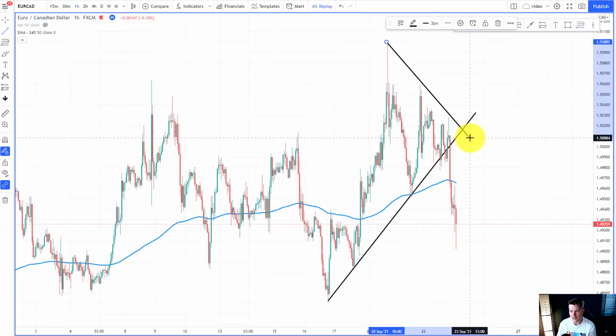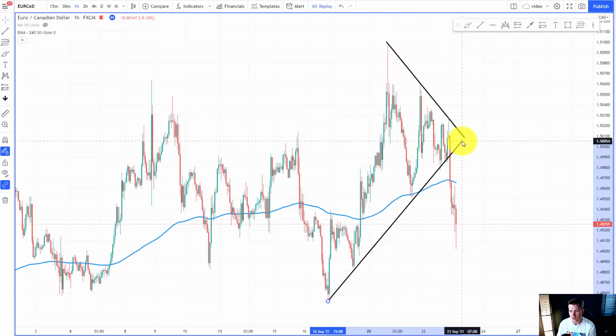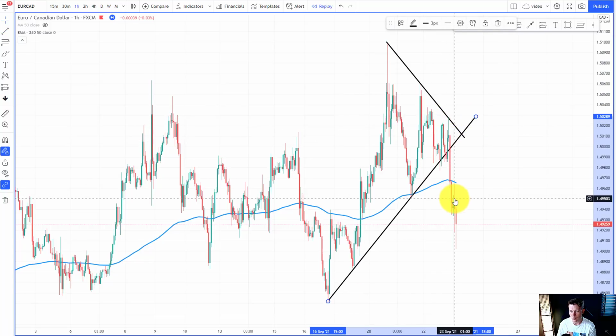Here we have then something like a triangle. We can connect the highs, we can connect the lows. All right, that is great. The market already broke out of it.